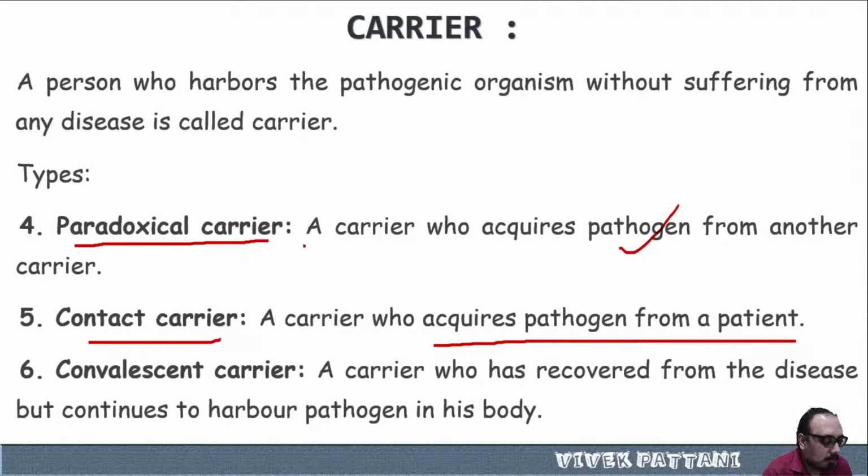Now comes the convalescent carrier. For example, Charmy who had a disease has been cured, but the pathogens are still present in her body, so she can act as a carrier. In that case the term convalescent carrier is used: a carrier who has recovered from the disease but continues to harbor the pathogen in his or her body.